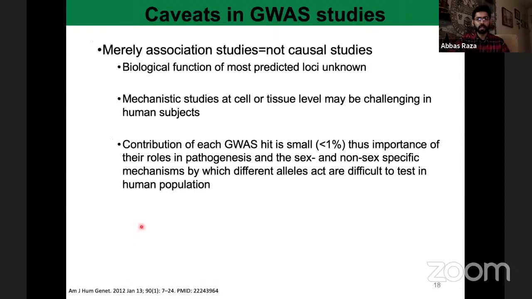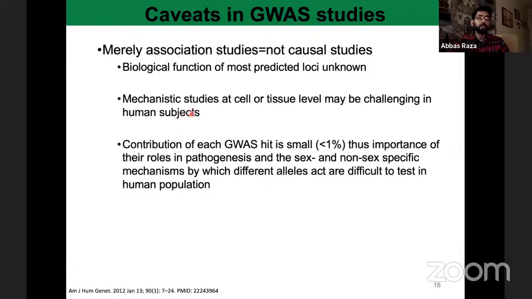So having said that, if you just look at the GWAS study, it's an association study. It says genome-wide association, so it's not a causal study. So we don't know exactly whether it really causes the disease or not. The biological function of most of these loci that have been predicted for MS, we don't know. And it is very important that we perform mechanistic studies.